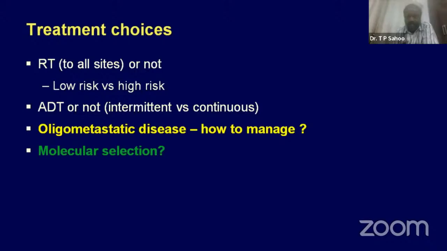Oligometastatic, evolving field, more of PSMAs, more of choline scans will lead to more of oligometastatic disease, and that is where the role of radiation oncologists will come in. Surgeons, as of now, are still far away from the oligometastatic disease. Molecular selection, we discussed that, the BRCA, the ATM, the RAD, and there are multiple other genes which are there, and we need to look into this part also. With that, I thank all of you and thank the organizers especially for the invite, and I hope I added some value to this. Thank you.